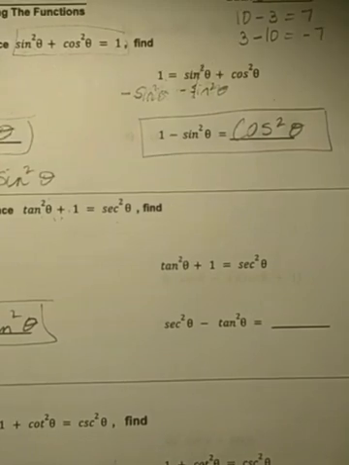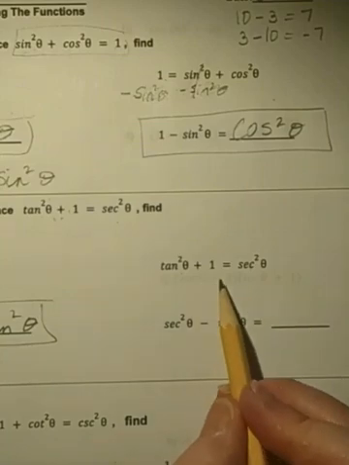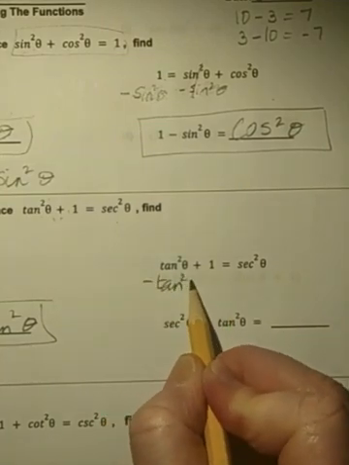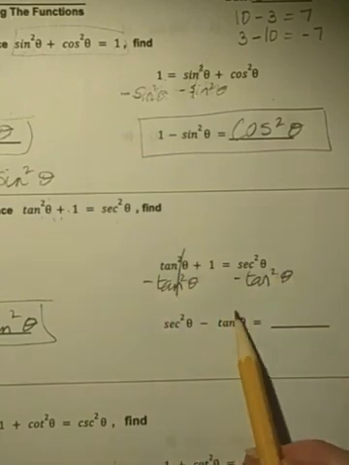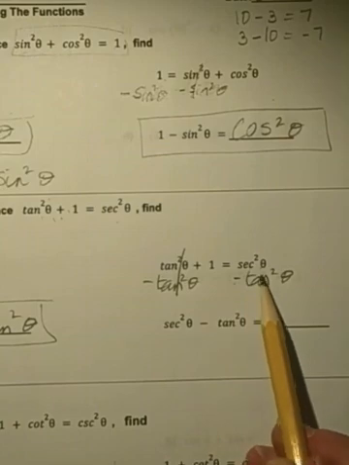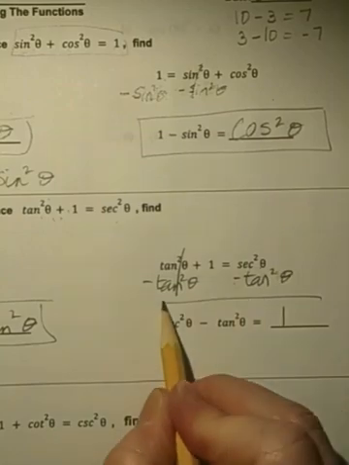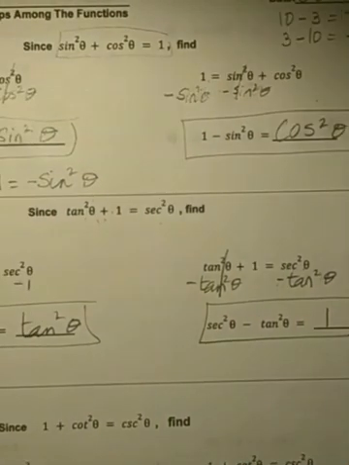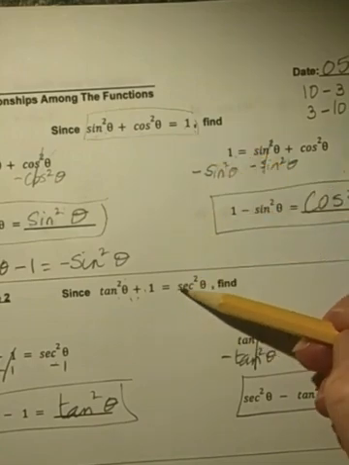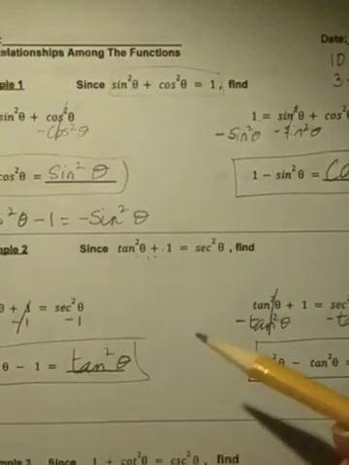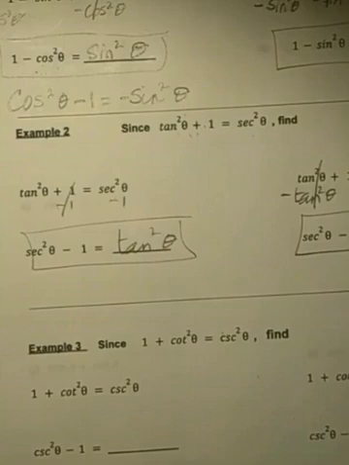Another one, if tangent squared plus 1 is equal to secant squared, if I subtract tangent squared from each side of the equation, this goes away. I end up with secant squared minus tangent squared theta is equal to 1. And it's really hard to remember all of these, but if you remember this one, and you know you can divide by cosine squared or divide by sine squared to obtain the other two, and then just do some subtraction, you get all the other identities.